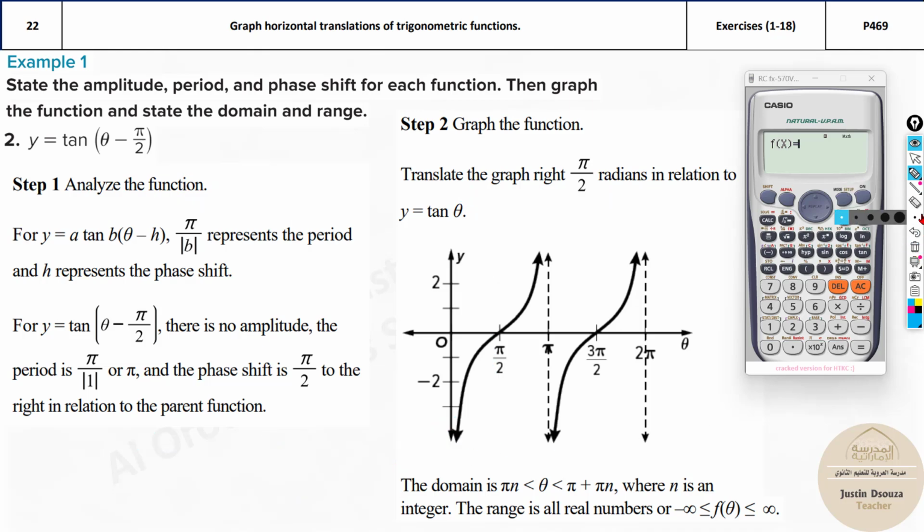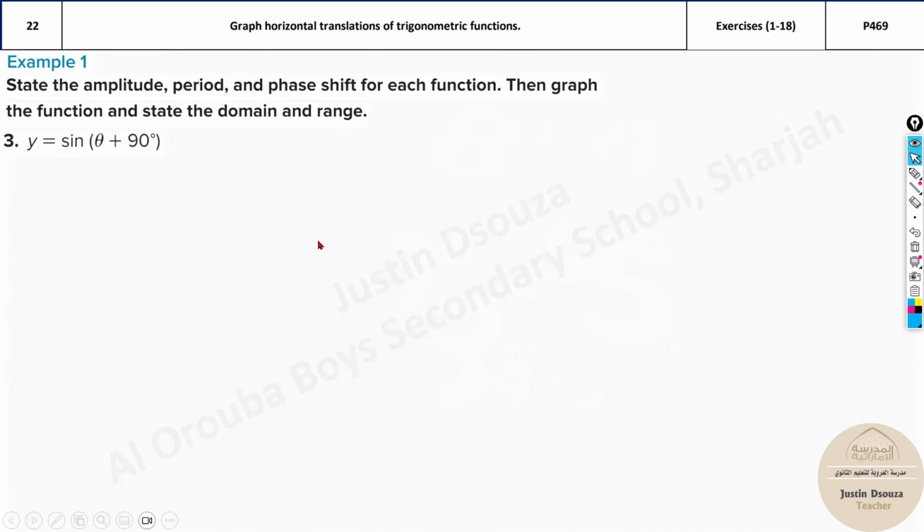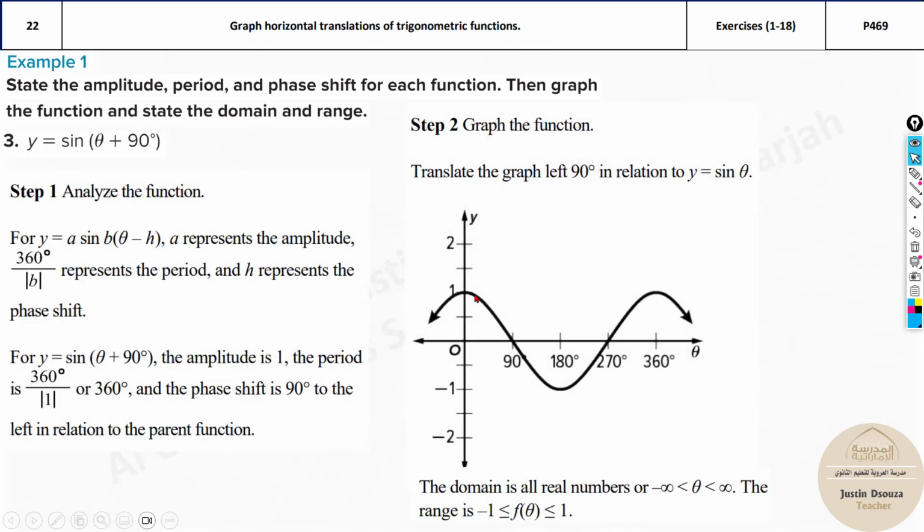And what is the range? Range is all real numbers because it goes until infinity upside, okay? That is the thing. Now from here on, you can do all the problems by yourself with the same concept. Please apply the same concept and make sure you do it.